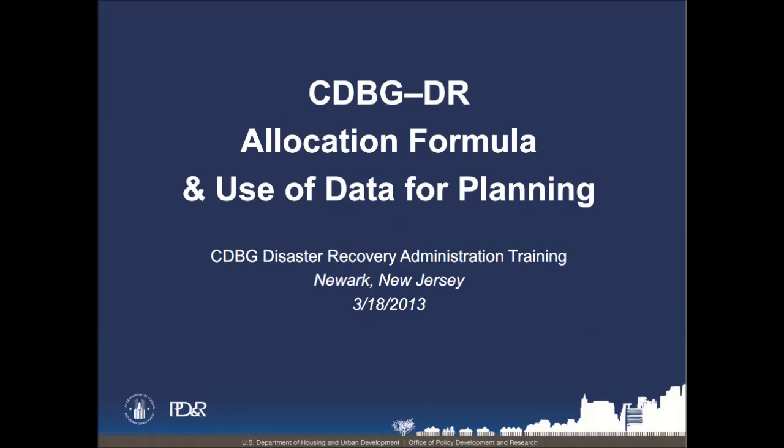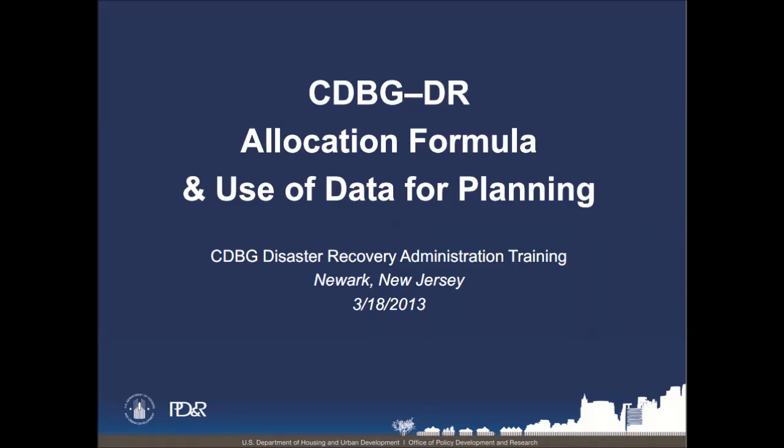And for actually targeting the funds, we look at what these funds are supposed to be used for. They're supposed to be used for restoration of infrastructure and housing and economic revitalization in the most impacted and distressed areas resulting from a major disaster. So how do we do this? We look at the key words here. Housing. We need to figure out what are unmet needs in housing, what are unmet needs in infrastructure, what are unmet needs for economic revitalization.